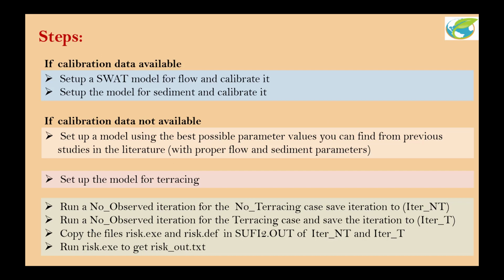The general steps are: if you have data available for calibration, then the first thing you do is calibrate your flow model, and then you set up the model for sediment and you calibrate the sediment. Now, if you don't have data to calibrate the model, it's also possible. You set up your model using the best possible parameters that you can get from the literature or previous work done in the watershed or similar watersheds and so on. Some reasonable range of parameters, and then you use that.